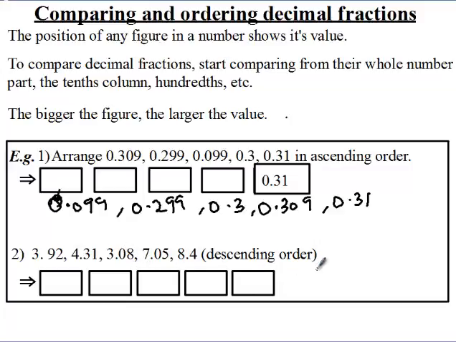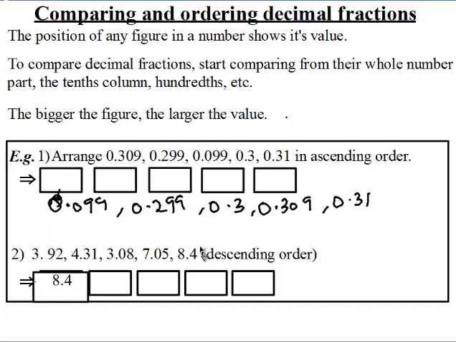Here we are to arrange in descending order. So in descending order, it means from the biggest to the smallest. Let's compare their whole number parts. We have 3 here, 4 here, so 4 is bigger than 3. Also 3, then 7, then 8. Among the whole number parts, the biggest number is 8. Hence 8.4 is the biggest number.